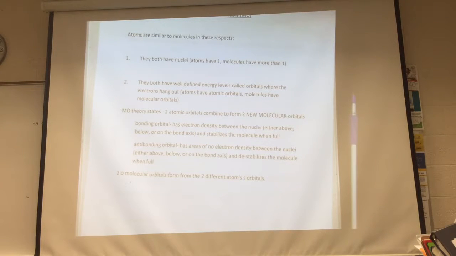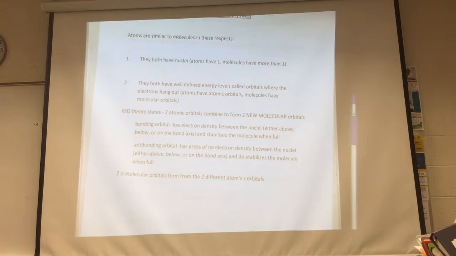So, MO theory says that when atoms are ready to form a molecule, the atoms move into close proximity. They have their electrons in their orbitals. But all of a sudden, as they get closer and they get ready to make a molecule, the atoms get rid of all their atomic orbitals, they combine with the other atom, and they make new molecular orbitals.